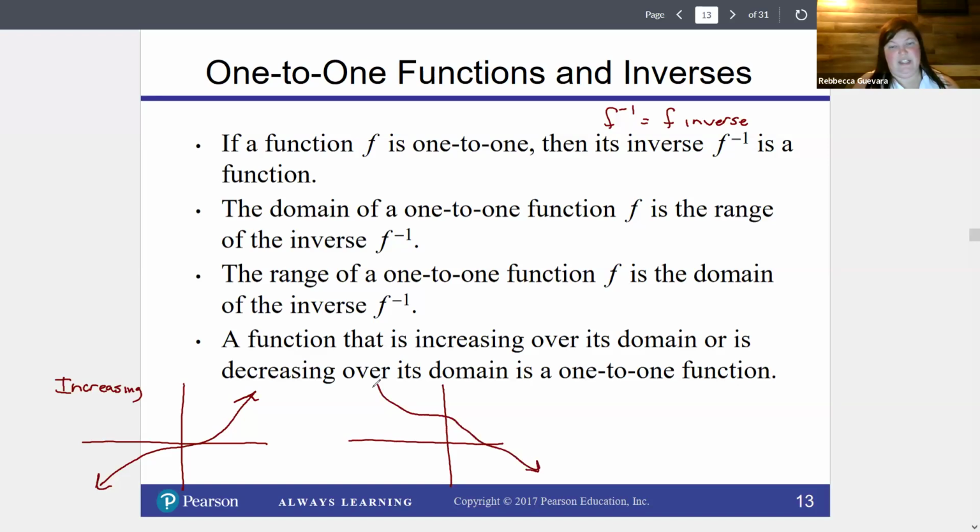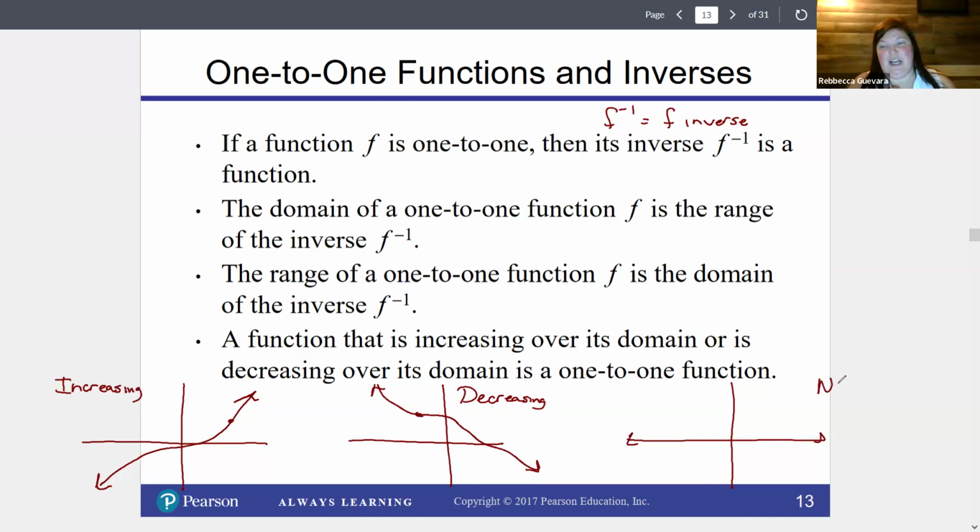Or it just stays decreasing. It's going to be 1-to-1 because, as we see, we're not going to have multiple y's pop out from the same x or from different x values. Let's try it again. The same y pop out from different x values.